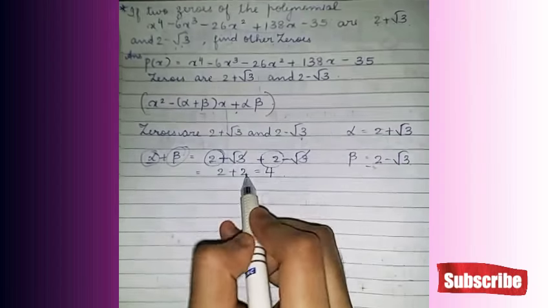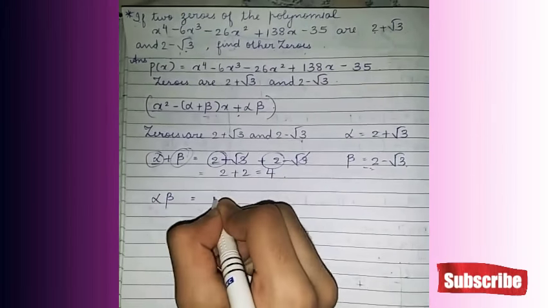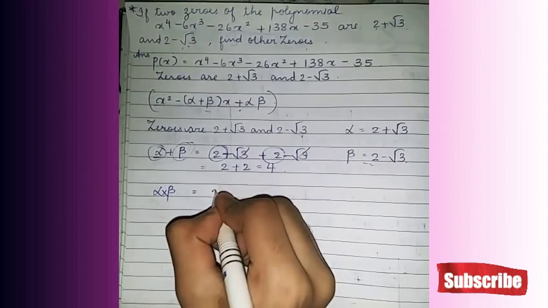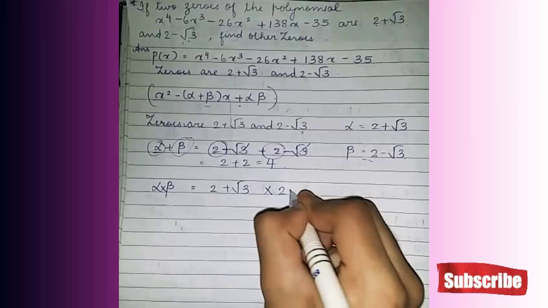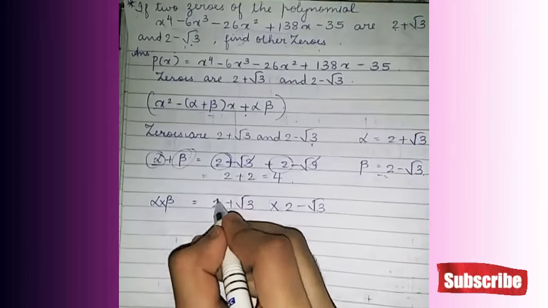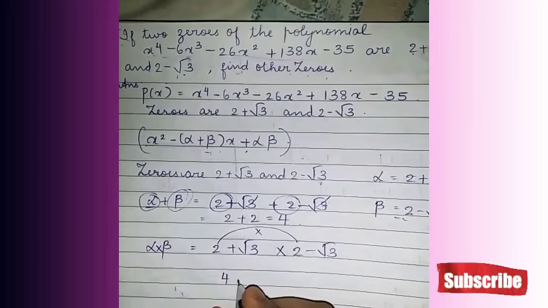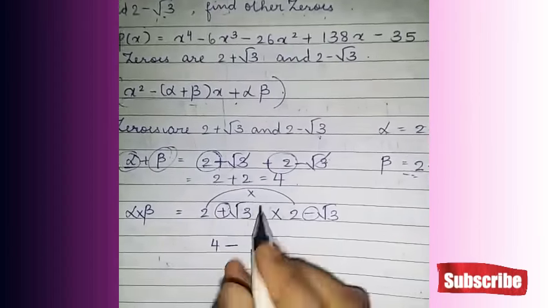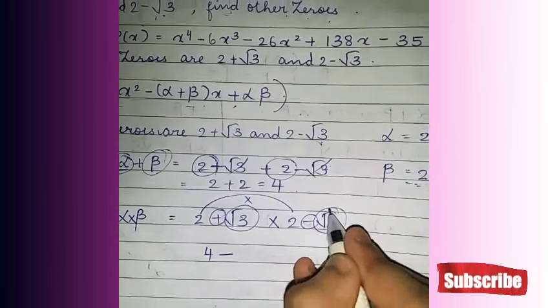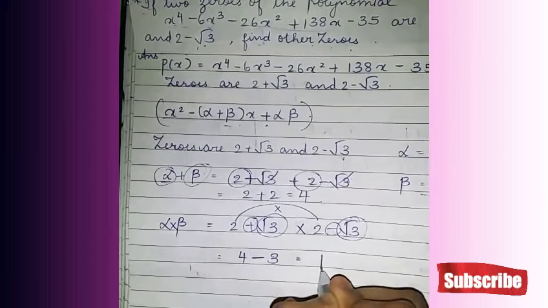Then alpha beta, this is into. So 2 plus root 3 into 2 minus root 3. So 2 into 2 is 4 and plus and minus is minus. Root 3 into root 3 is 3. Now 4 minus 3 is 1.